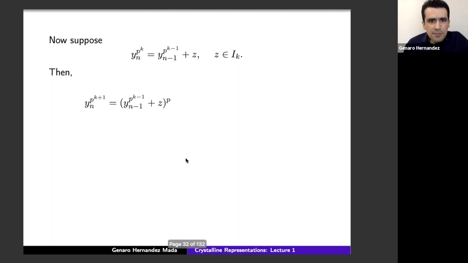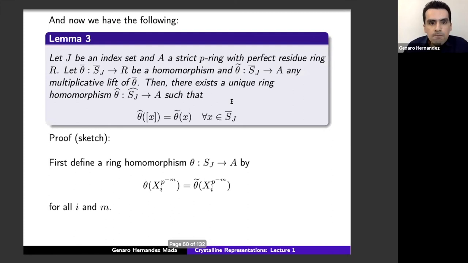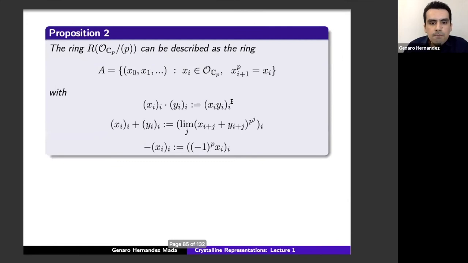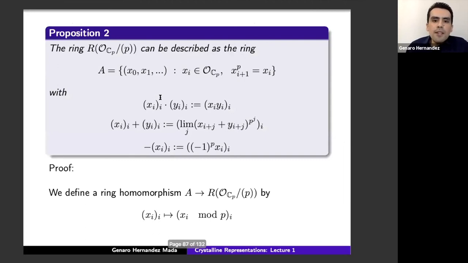This one. So it says here that if I take a sequence of elements in the residue ring with these conditions, and for each I take a lift, then this sequence converges to some element and it depends only on the one that I took in the beginning. So that's what we are doing here. We are taking a sequence of lifts, raising to the power p to the j, and then we take the limit and that depends only on xi, okay? So what we have here is exactly what we need.